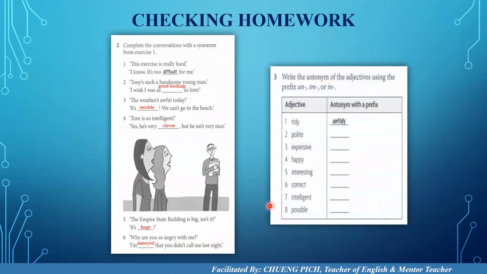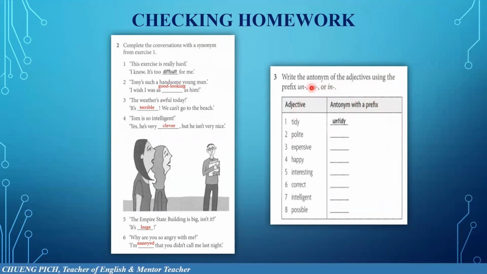Okay, so let's check another point. Number 3 here, write the antonym, the opposite meaning of the word, of the adjectives using the prefix an, im, and in. They want us to use un, im, or in in front of each word to make the antonym. Like the first one has been done for us, tidy, so untidy. So what about polite? Do we use un, im, or in? Let's check the answer.